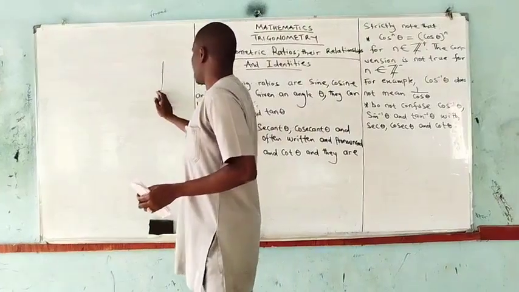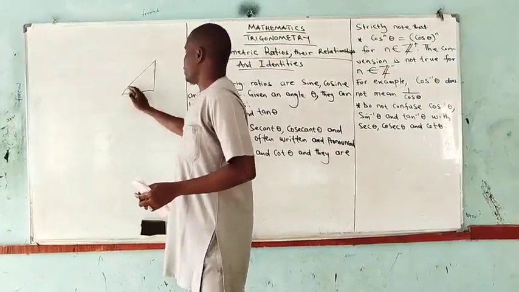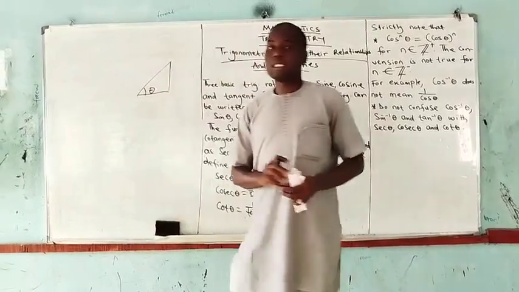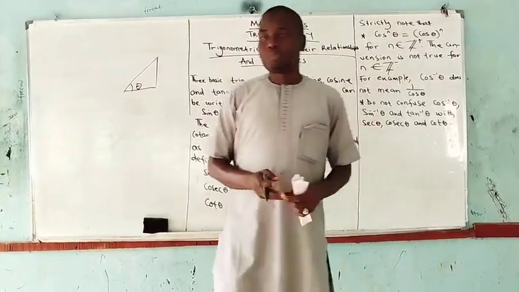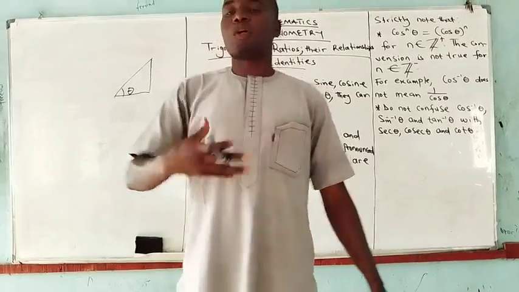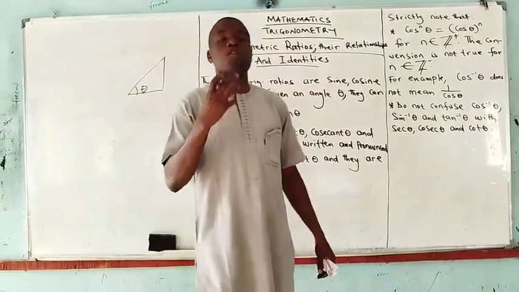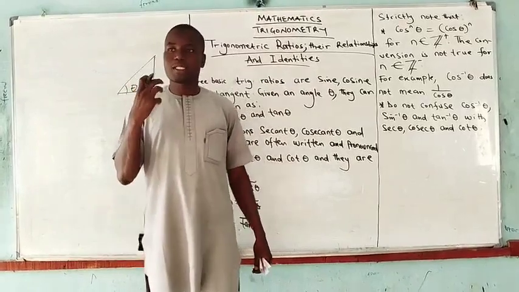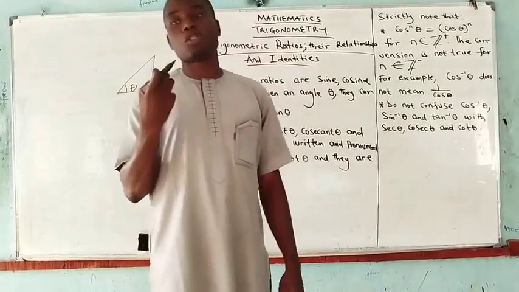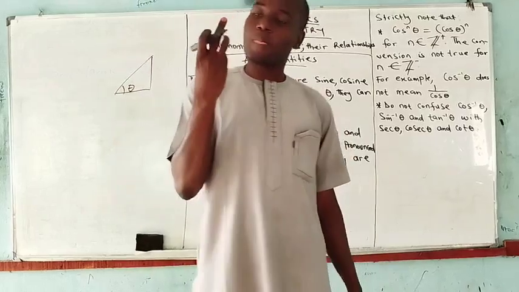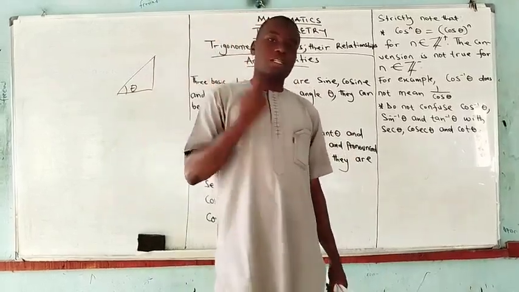Suppose let's use a right angle triangle preferably. Suppose this is an angle theta. So we'll talk about some trigonometric ratios or functions. The three basic trigonometric functions or ratios are sine, cosine, and tangent.